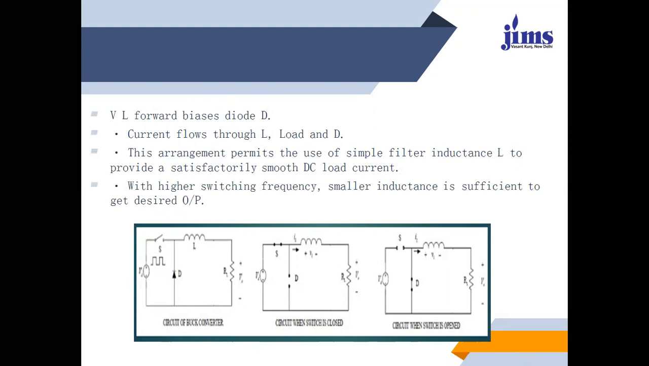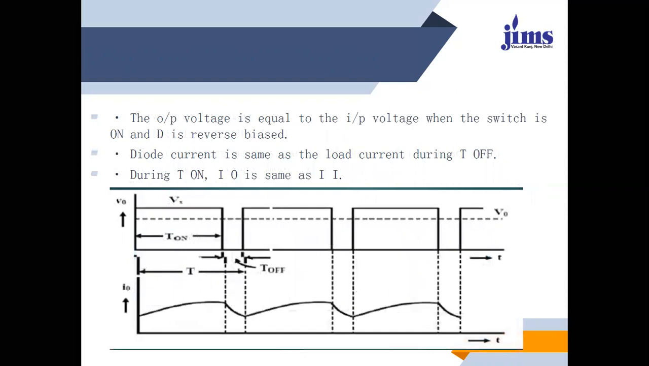So this is another circuit, which indicates that when the buck converter is operating, the freewheeling diode is disconnected while the switch is on. While the switch is off, the energy stored within the inductance is discharged through the freewheeling diode. The output voltage is equal to the input voltage when the switch is on and D is reverse biased. Diode current is the same as the load current during the off time. During T on, output current is the same as the input current.